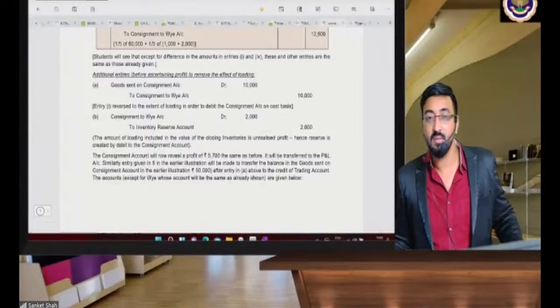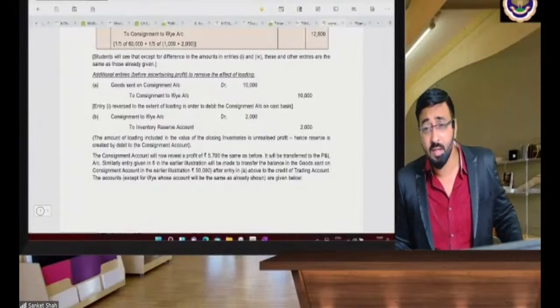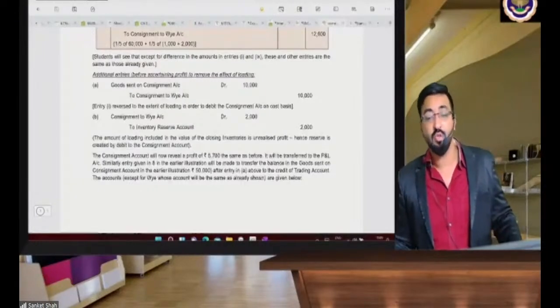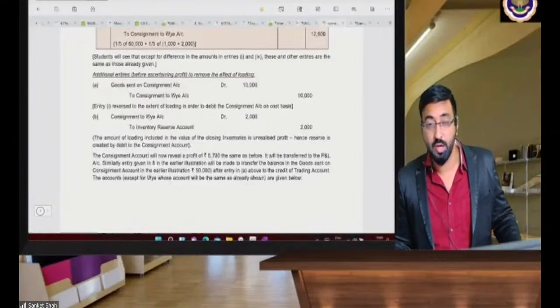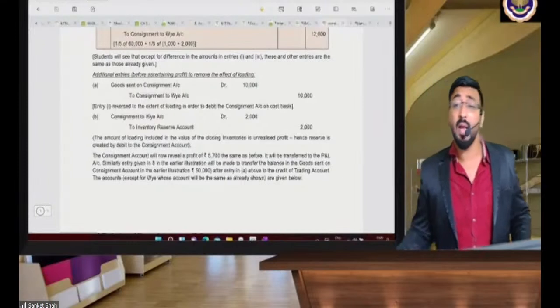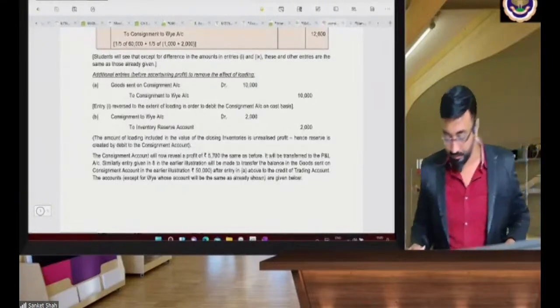First, basic rules of accounts, traditional rules of accounts. Debit the debtor, credit the creditor, personal rule. Debit the receiver, credit the giver; debtor becomes giver, creditor becomes receiver. Real account: debit what comes in, credit what goes out. Nominal account: debit all expenses and losses, credit all incomes and gains. And as you are aware about the modern approach, assets and expenses show a debit balance; income, liability, and capital show a credit balance.